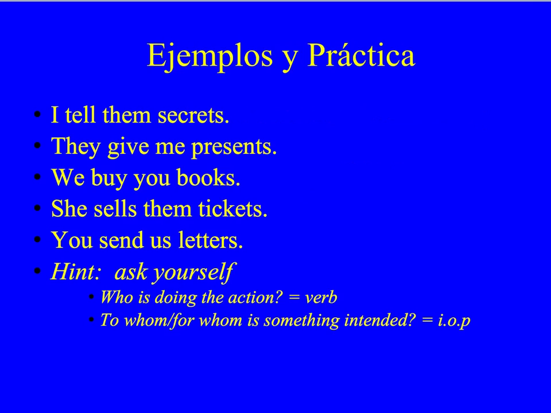Ejemplos en práctica. Here's some examples of sentences that have indirect object pronouns in them. I tell them secrets. They give me presents. We buy you books. She sells them tickets. You send us letters. Now, there's a subject of the sentence and the other person in the sentence is the indirect object pronoun. So to figure out where to put it, you need to ask yourself, who is doing the action? That's your verb. And to whom or for whom is something intended? Remember that, to whom, for whom. And that's your indirect object pronoun.